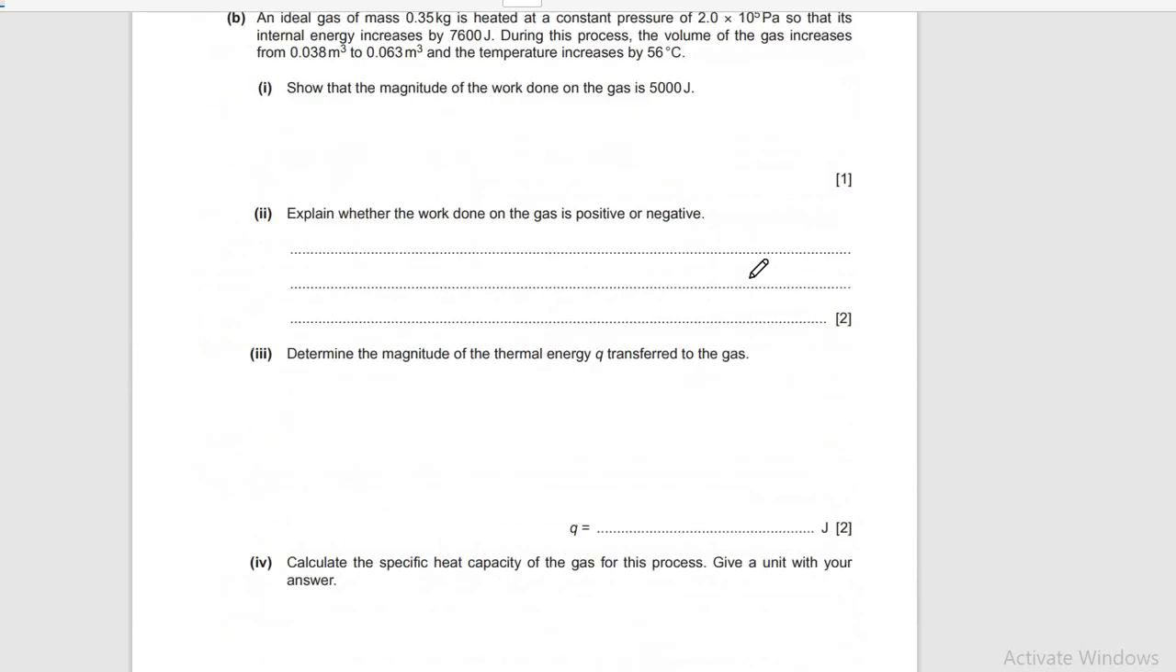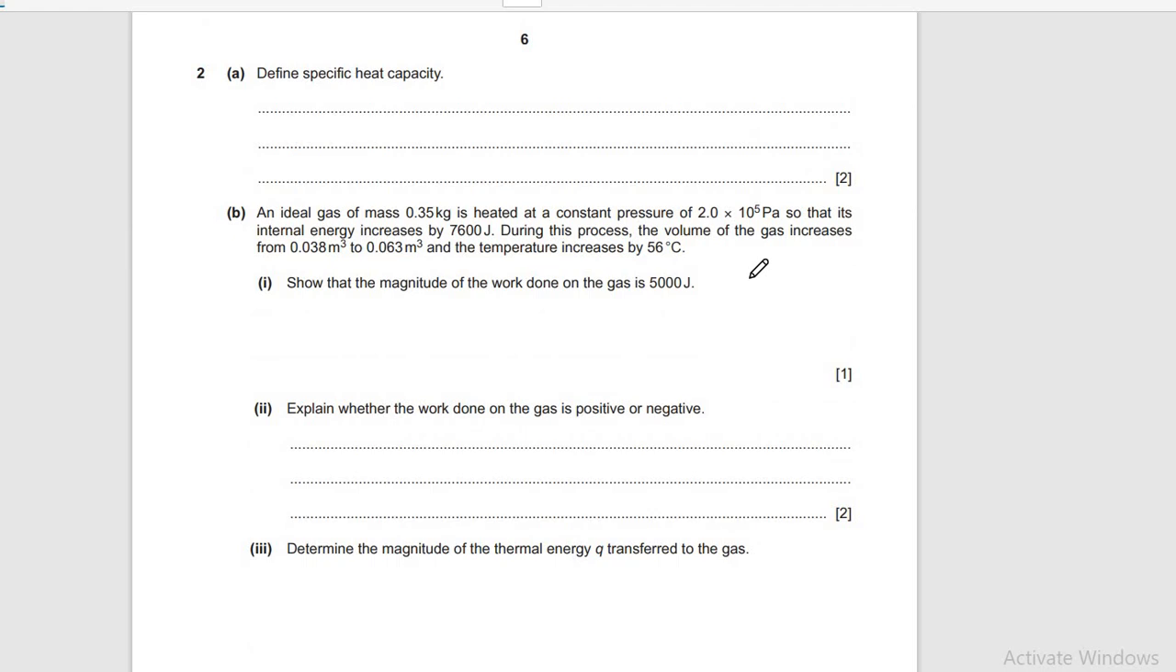Now the next question, we are asked to define specific heat capacity. What is specific heat capacity? Let me write the formula out. The quantity of heat energy supplied is Q equals m c times change in temperature. M is the mass, Q is the quantity of heat, and c is the specific heat capacity. Making c the subject of the formula, we have quantity of heat over mass times change in temperature. You can use this formula to define specific heat capacity.